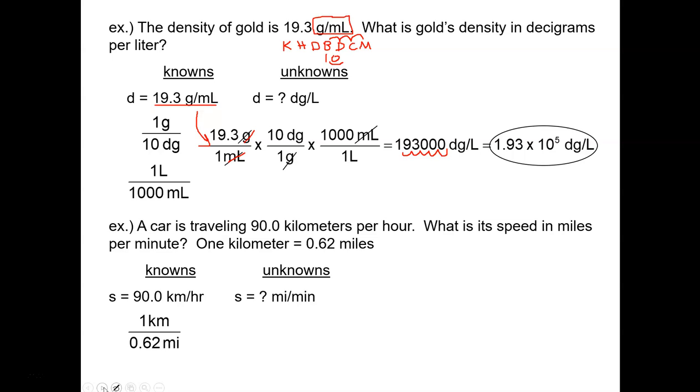That's how we're going to use it. What else do we need to know? Well, I have to go from hours to minutes. You know how to go from hours to minutes? Yeah, I hope you do. Right, there's 60 minutes in an hour. All right, so let's set this up.